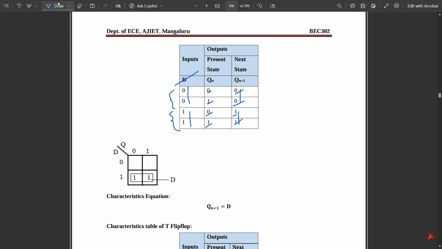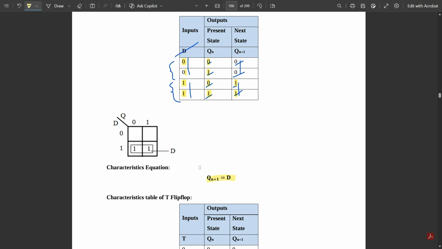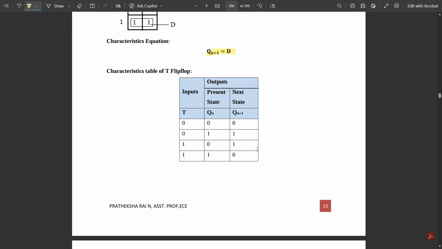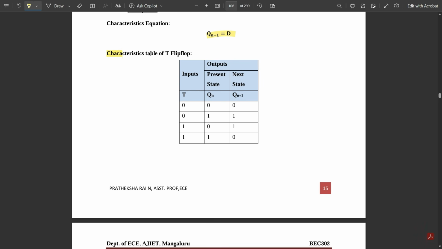So here there are two high inputs. You need to consider four pairs: 0 0, 0 1, 1 0, and 1 1. The outputs are high for 1 0 and 1 1. You put this in a two variable K map, and one group is formed, that is equal to D. So our characteristic equation would be Q of n plus 1 is equal to D for a D flip flop. Okay. Now the final flip flop, that is the toggle flip flop characteristic table.